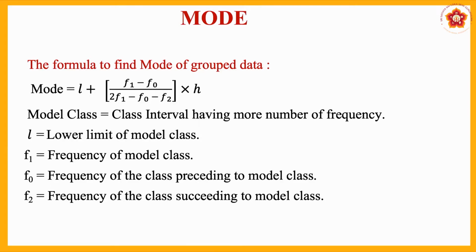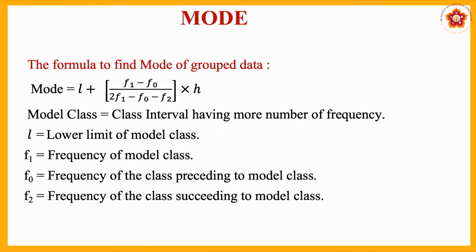Now, to find the mode of the grouped data, you should know the formula first. Mode is calculated using the formula: mode is equal to L plus (F1 minus F0) divided by (2F1 minus F0 minus F2), into H. The class interval having the greatest frequency is called the modal class.